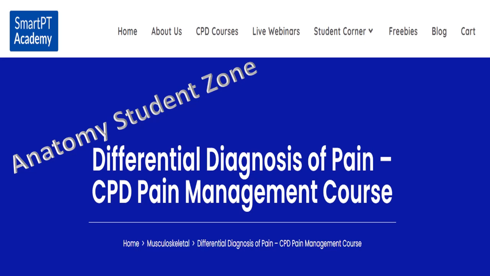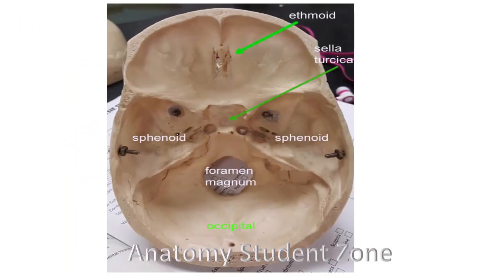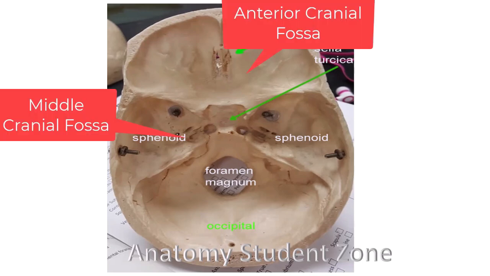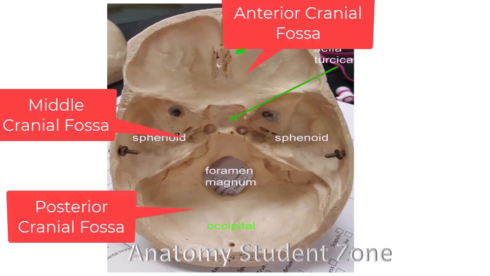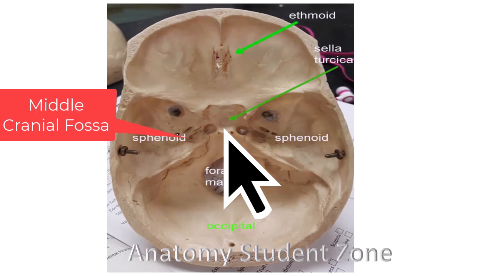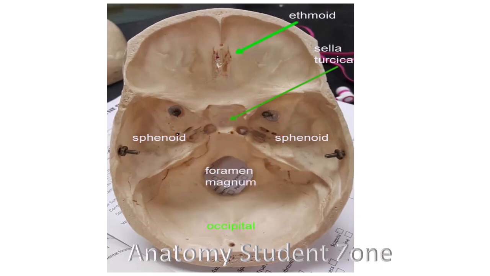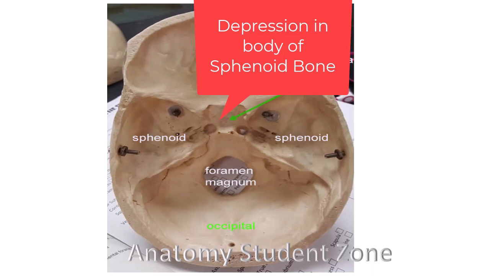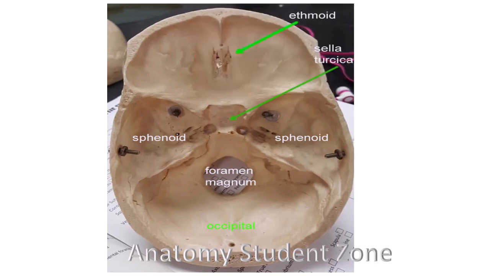So moving towards the main topic, this is base of skull. You can see over here, this one is anterior cranial fossa, this is middle cranial fossa, and this one is posterior cranial fossa. So in the center of middle cranial fossa there is a sella turcica, and this is midline depression. In a simple word, I can say this is a depression in a center of middle cranial fossa. And this depression is present in which bone? This is present in sphenoid bone, and this depression contains pituitary gland.